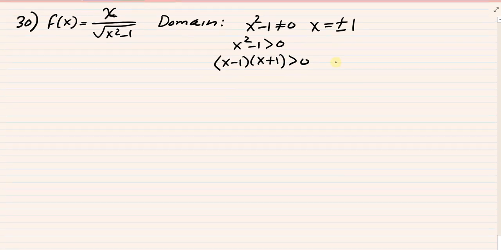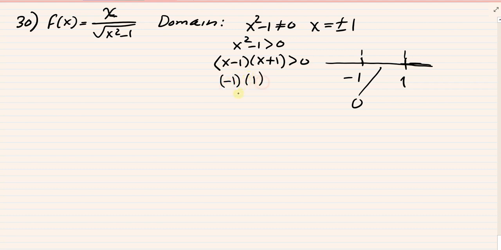Now, to decide the domain, this is -1, here is 1. Pick a test point such as 0. 0 minus 1 is -1. 0 plus 1 is 1. The sign is negative. I'm looking at the sign of the product.